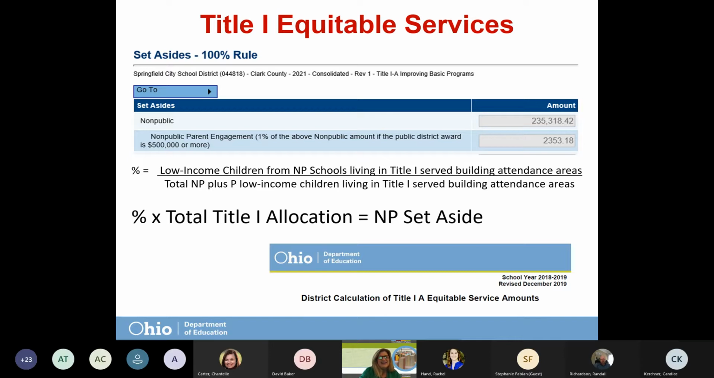In CCIP, on the Title I set-aside page, you'll see the total district non-public set-aside. If your district receives more than $500,000 in Title I, you'll also see 1% of that district set-aside that should be earmarked for parent engagement activities. When your federal programs consultant reviews your application, this is the amount they'll expect to see budgeted on the non-public line of the budget. Keep in mind, the amount displayed here is only the current year service amount. It doesn't include your carryover.